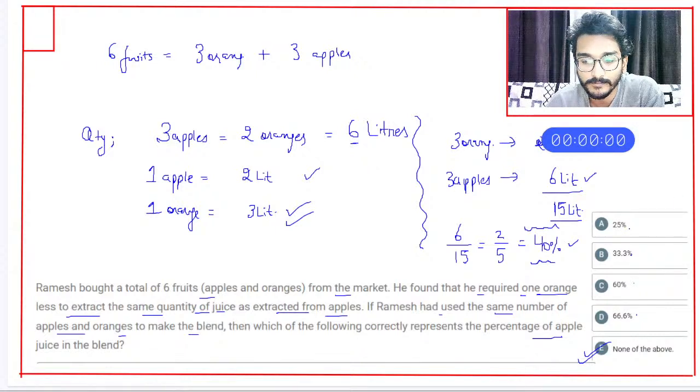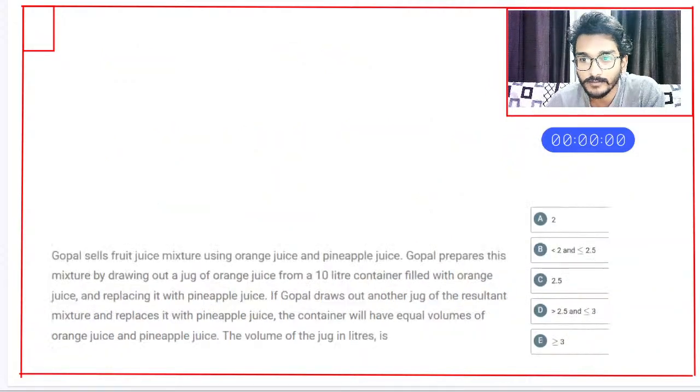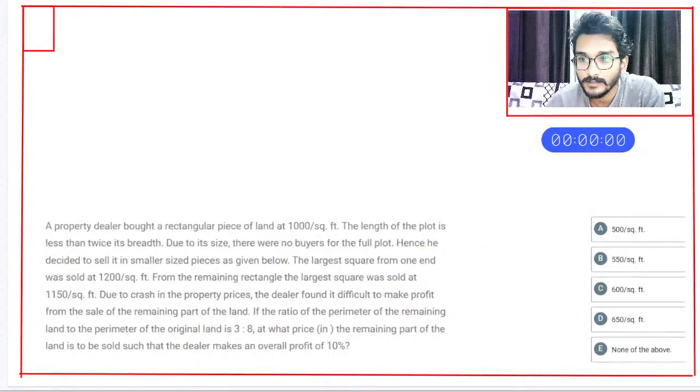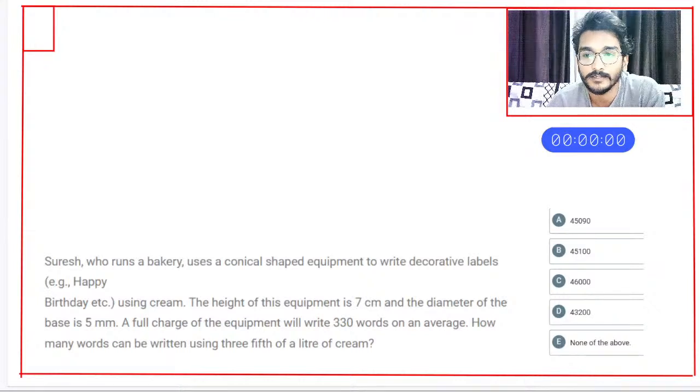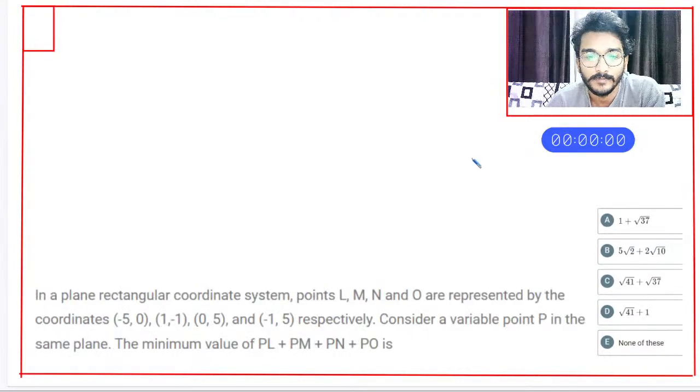Is it clear? Shubham, is this question clear? Moving to the next question. I guess we have this question. Try this question now. I guess I have given this question in homework. Try this question.